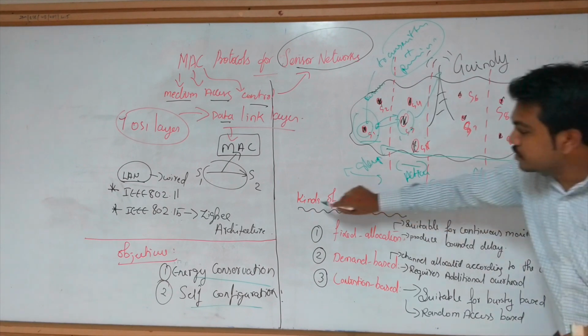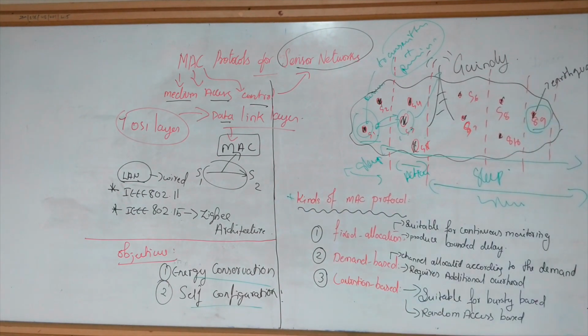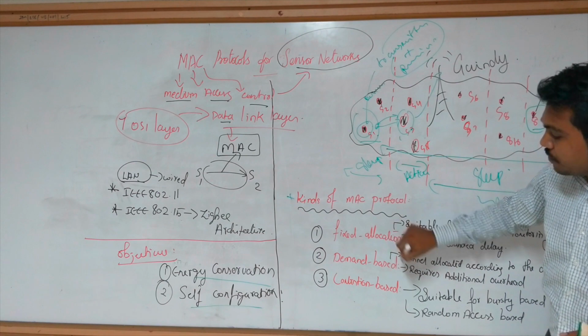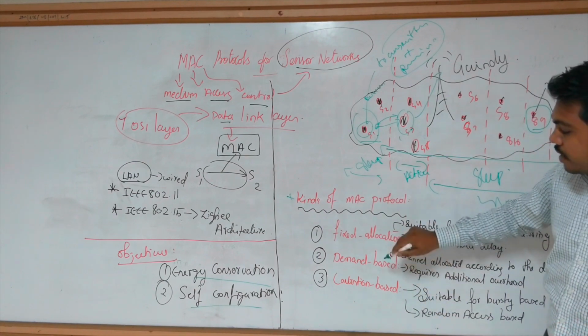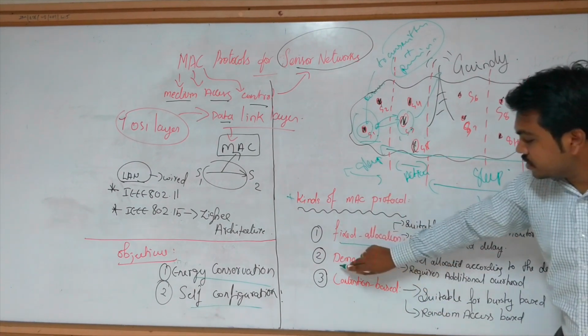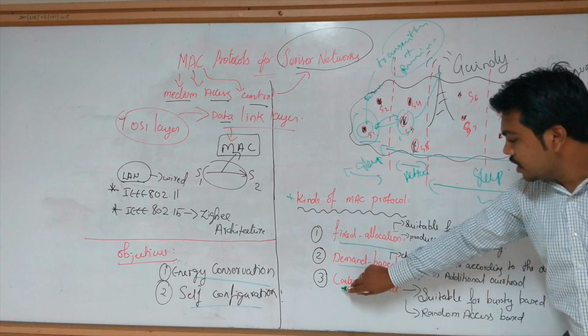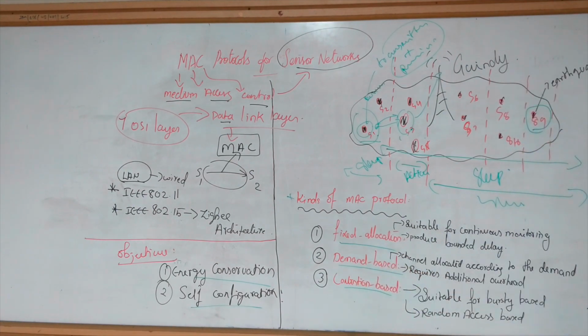And next we are going to see the kinds of MAC protocol. And you can see there are three kinds of MAC protocol. One is fixed allocation, second one is demand based, third one is condition based. So fixed allocation in the sense, these sensors will be working continuously. That's the meaning of fixed allocation.